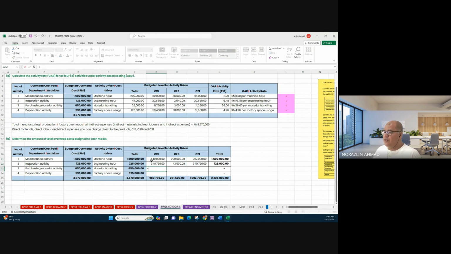Okay, same with this one as well. This one you times by this one. This one you times by this one. And this one you can lock. By locking this one, sign dollar. You put the sign dollar to this one, you put the sign dollar to this one.